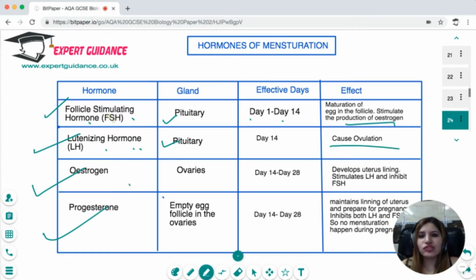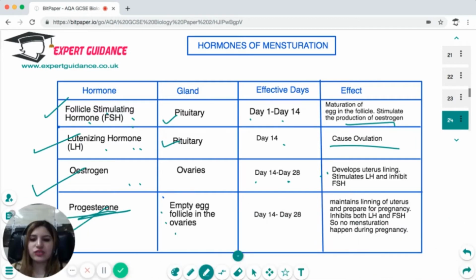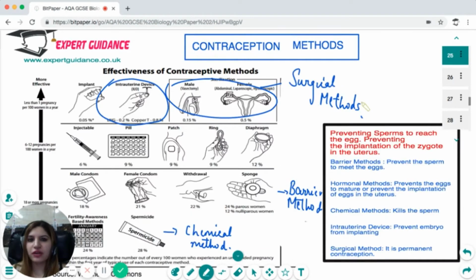Then the estrogen is released, stimulated by the FSH, and from day 14 to day 28, it develops the uterus lining and stimulates more LH but inhibits FSH. And the progesterone is released by the empty egg follicle in the ovaries, and it is responsible for maintaining the uterus lining from day 14 to day 28 and preparing for pregnancy. It inhibits both LH and FSH, so no menstruation happens during pregnancy. Okay, so I hope these various hormones of menstruation are clear to you.